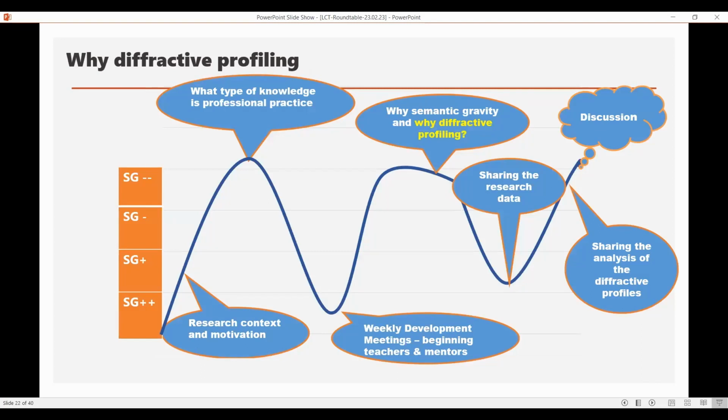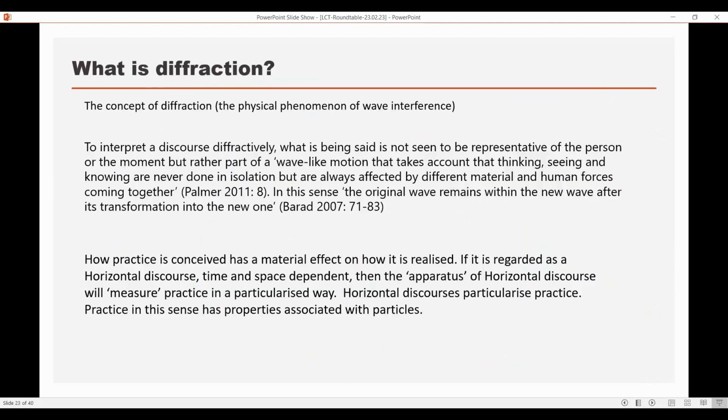So we're going to move straight on now to diffraction and diffractive profiling. Again, you may just want to pause for a moment and think about the way that you're engaging so far with that presentation. Diffraction comes from physics, and diffraction is about mapping the effects of difference, mapping the effects of interference.